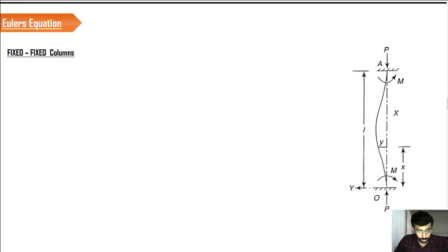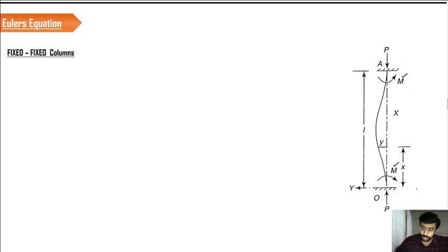In this session, we will solve the fixed columns to obtain the buckling load for Euler's equation. There are certain things that you have to keep in mind when we compare the fixed columns with the hinged and fixed-free. The major difference is the presence of this bending moment M here, the reaction, which was absent in the other two questions. That means for the hinged conditions and for the fixed-free conditions, this moment was absent.